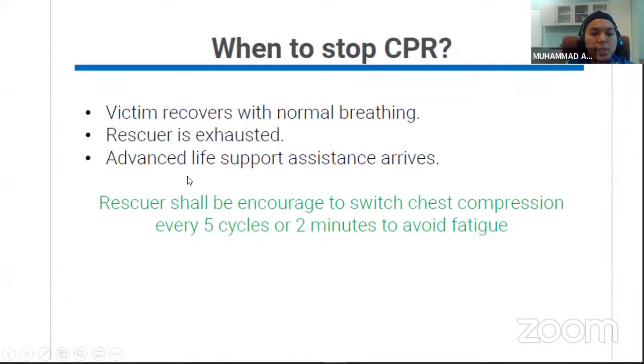But in our hospital, the paramedics are also our advanced life support, right? So rescuers should be encouraged to switch chest compression every 5 seconds or 2 minutes. So you don't just do CPR alone, too proud. You only talk about airway, I let you do CPR for half an hour? No, because we want to avoid fatigue and we want effective chest compression. Every 5 seconds or every 2 minutes you change.